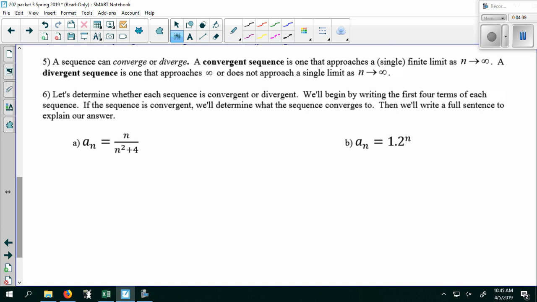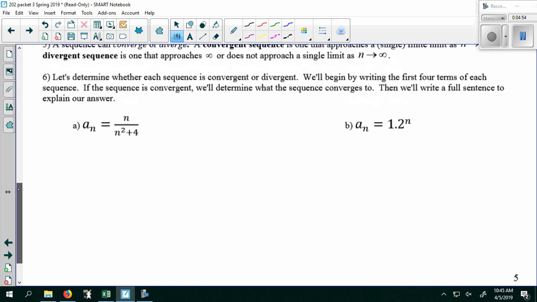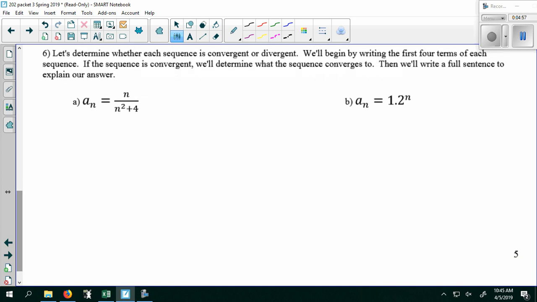So let's look at a couple of example sequences. I've given you formulas for the general term, and we want to determine if each one is convergent or divergent. We'll start by writing out the first 4 terms of each sequence, and then if the sequence is convergent, we'll determine what it converges to, what the limit is as n goes to infinity.